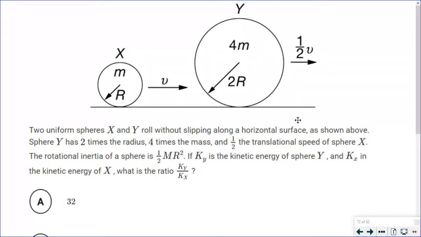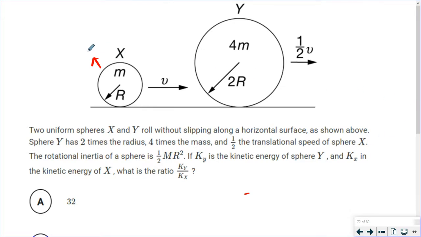a horizontal surface. Sphere y has 2 times the radius, so that's our 2r right here, and 4 times the mass, and 1/2 the translational speed of sphere x. So we've got a lot of variables going on here. The rotational inertia of a sphere is 1/2 mr squared. If Ky is the kinetic energy of sphere y and Kx is the kinetic energy of sphere x, what's the ratio? Well, let's just write our equations here. How do you get the kinetic energy? They're rolling without slipping. What does that mean?